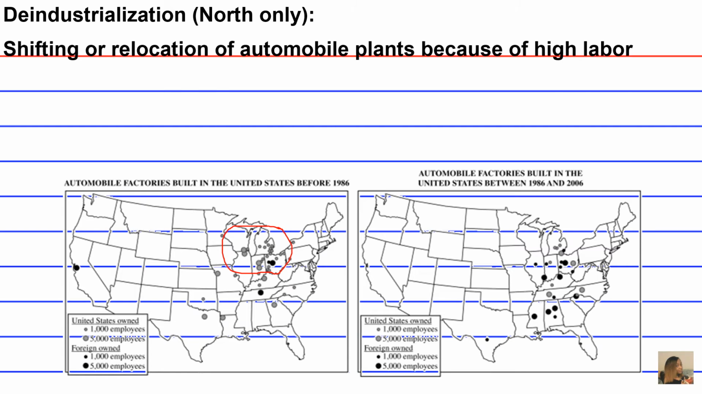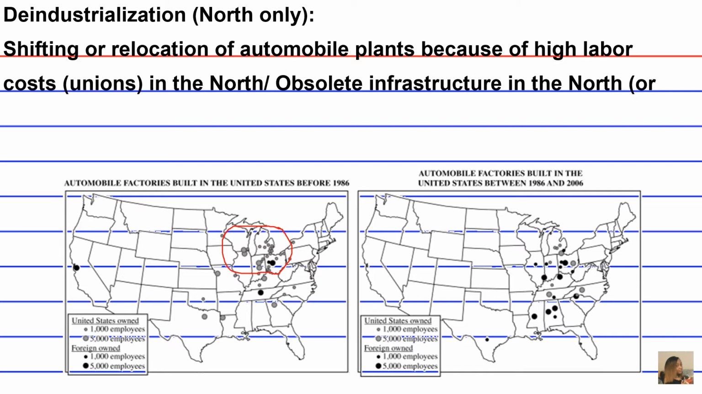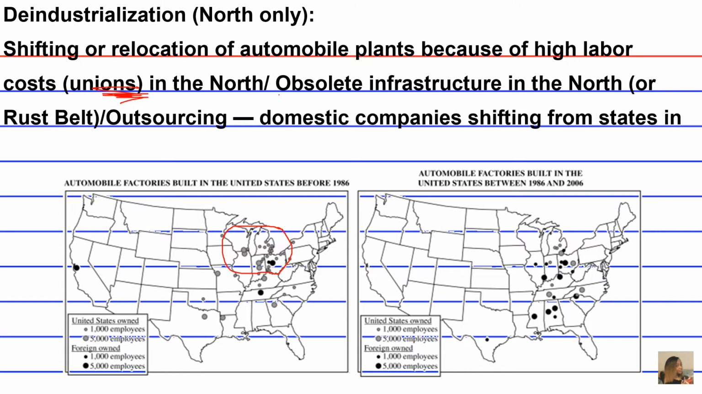There's been a shift or relocation of automobile plants because of high labor costs in the north. You know, unions are required up north. And there's also been a shift because of obsolete infrastructure in the north, the Rust Belt region, this region right here. Okay, so once built factories are now becoming outdated. And also, a lot of domestic American plants are shifting from states in the north to Mexico, where it's cheaper to run their factories. So these are three different reasons for the deindustrialization of the north.